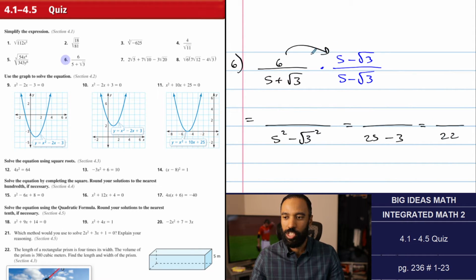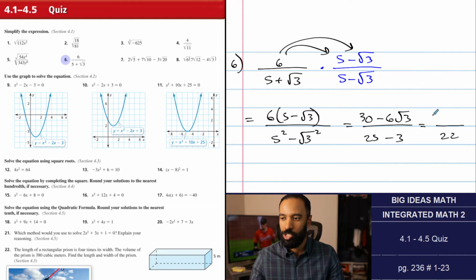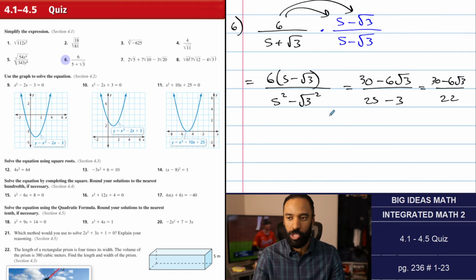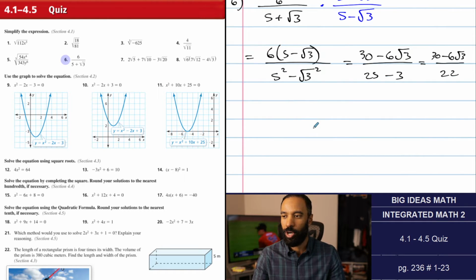On top, 6 distributes into here. That's 6 times 5 minus root 3, and that is 6 times 5 minus 6 root 3. So you got 30 minus 6 root 3 all over 22. Because 2 is a common factor on top and bottom, I can divide everything by 2, and that's exactly what I'm going to do. If you're unsure of how that works, take out a common factor. Well, let me just do that. Just divide everything by 2.